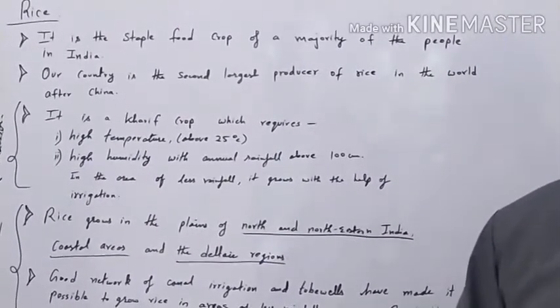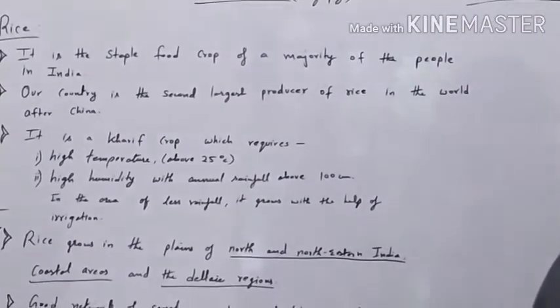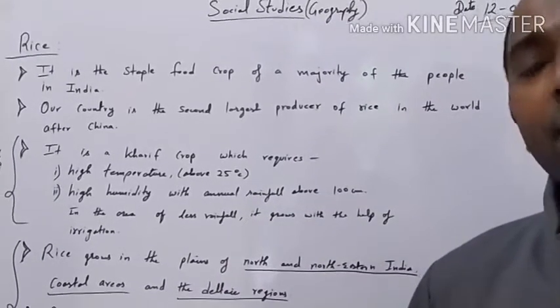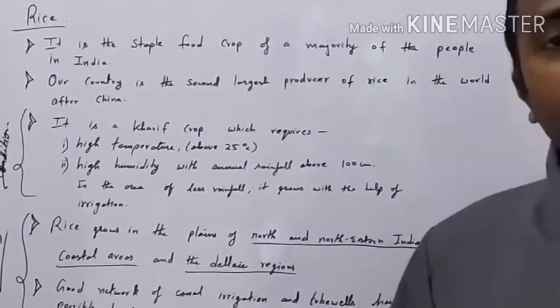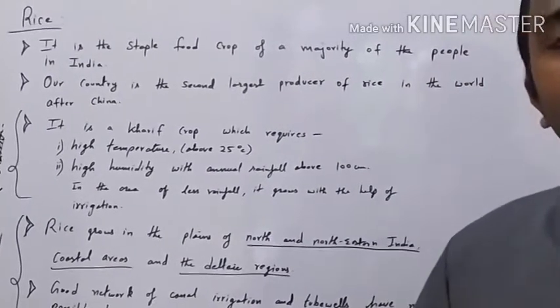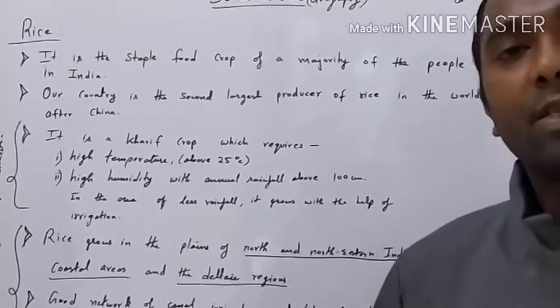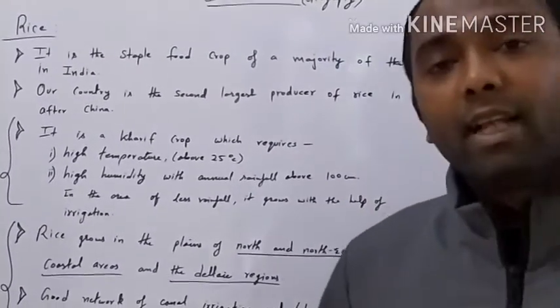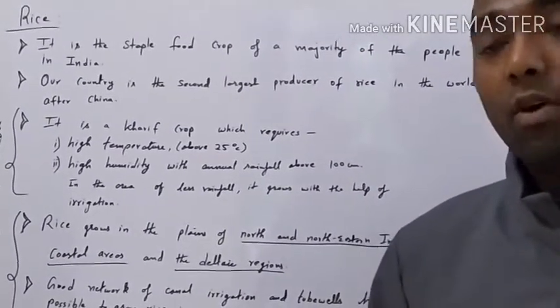We know that our country is the second most populated country in the world. That is why the demand for rice is more, since it is the staple food of the country. And since the demand is more, the production should also be more, and that is why in the growing process our country has become the second largest producer of rice in the world after China. That means China is the largest producer of rice in the world.